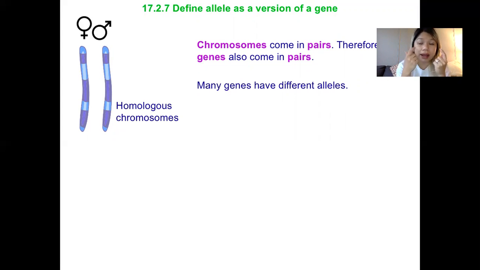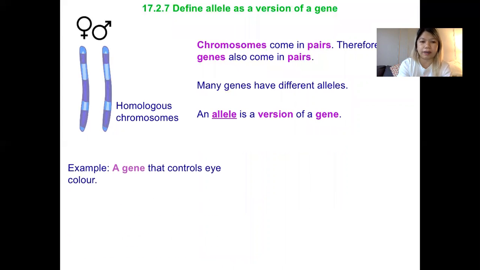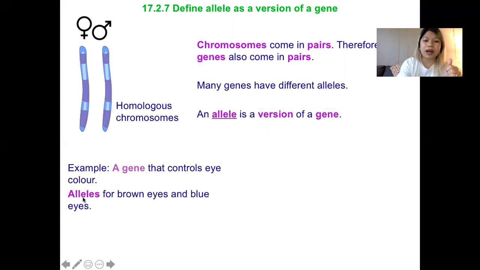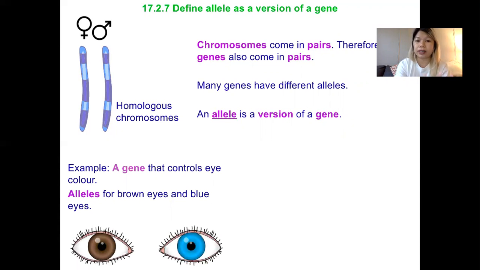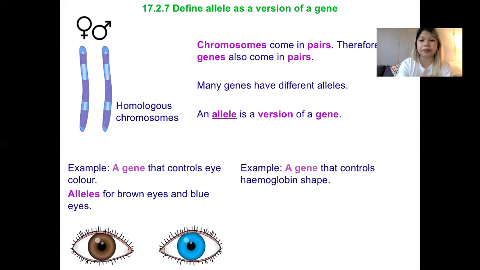So for example, I probably have alleles for brown eyes because my eyes are brown. If you have blue eyes, you probably have alleles for blue eyes. So again, an allele is a version of a gene, so different versions of a gene. For example, a gene that controls eye color is found here, one from mom, one from dad, but you may have different alleles for that eye color, maybe brown, maybe blue, resulting in different traits that you actually physically see.